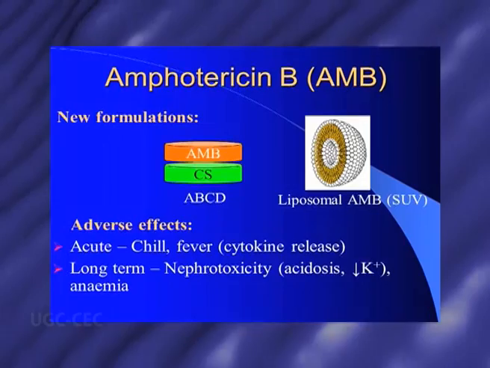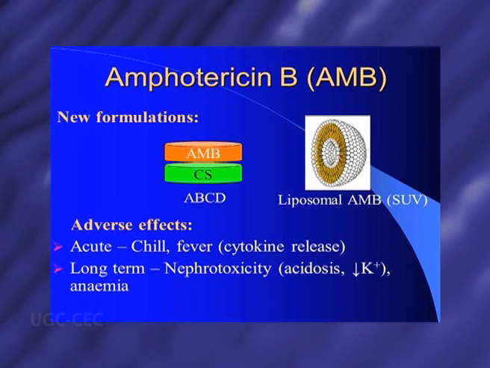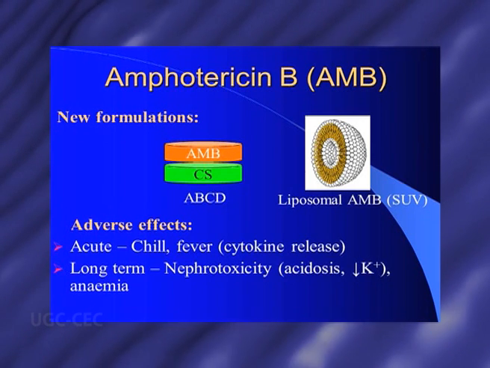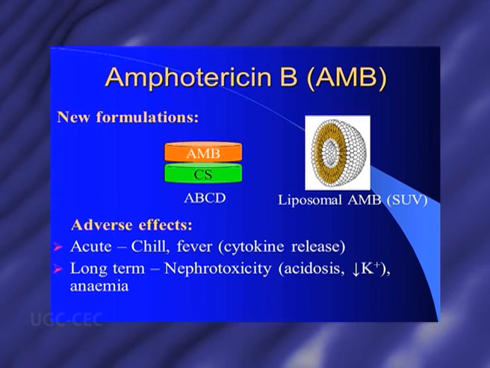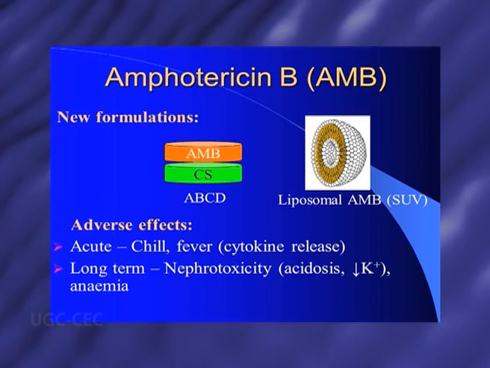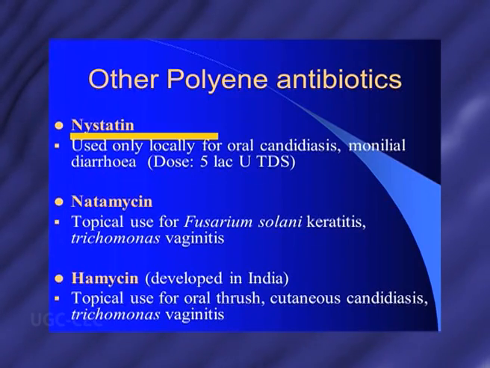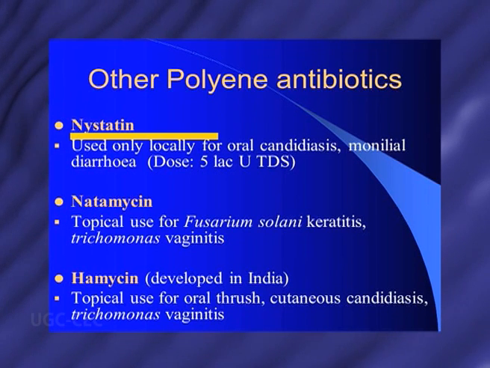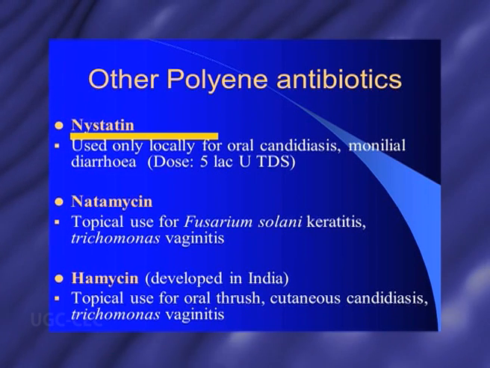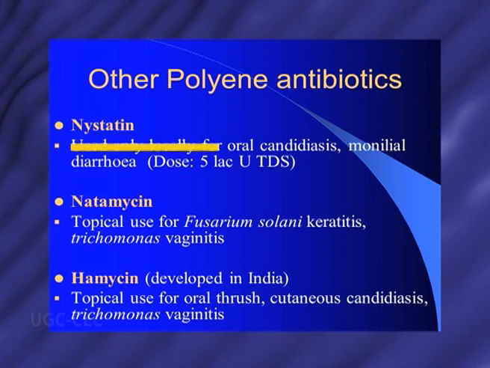Long-term toxicity includes toxicity to the kidney, that is nephrotoxicity. It is manifested by acidosis, low potassium level in the blood, and also there is anemia because of erythropoietin deficiency. As for other polyene antibiotics, nystatin is used only locally for oral candidiasis, monilial diarrhea, etc., and the dosage is 5 lakh units 3 times daily.